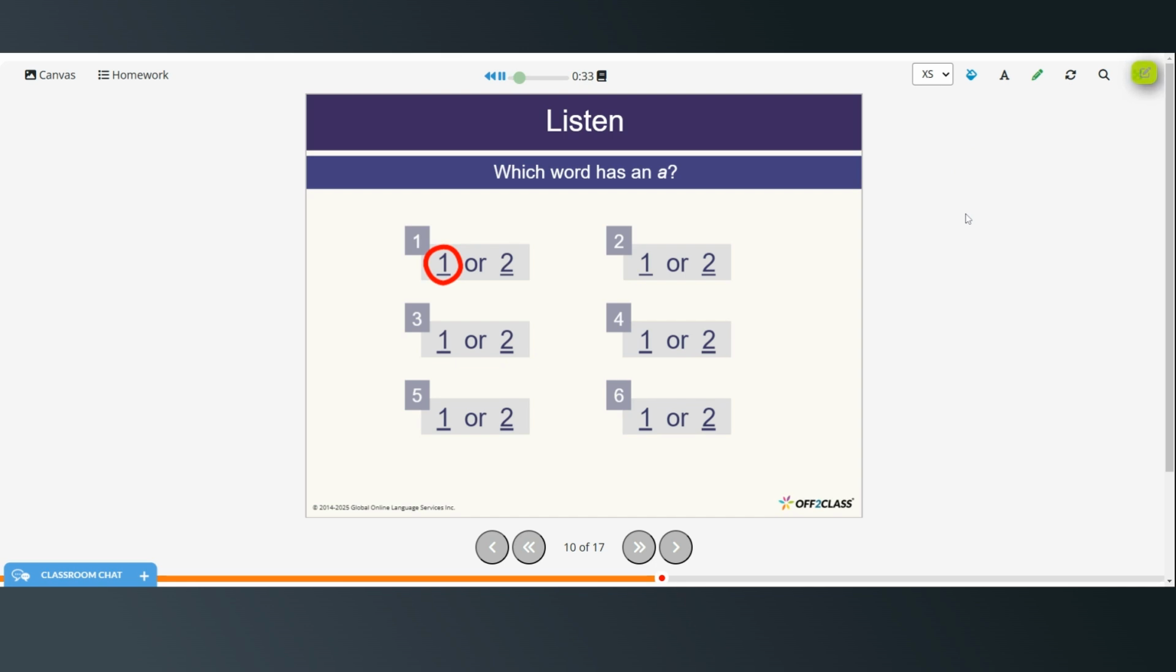Bat, bet. So bat, the first one. Cut, cat. So cut and cat. Mat, met. Mat, met. Pack, peck. Pack. Ran, run. Ran. Hat, hot. Hat.